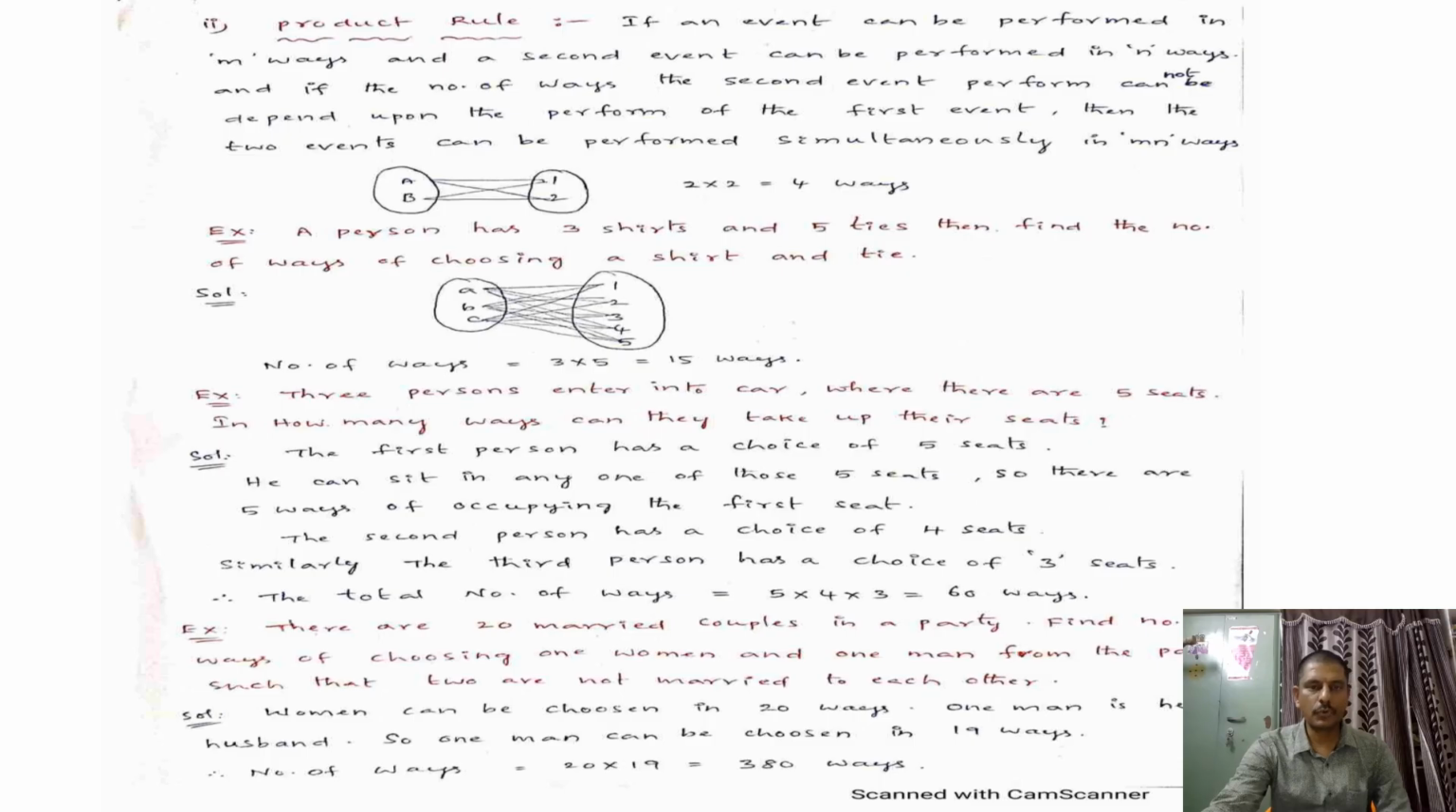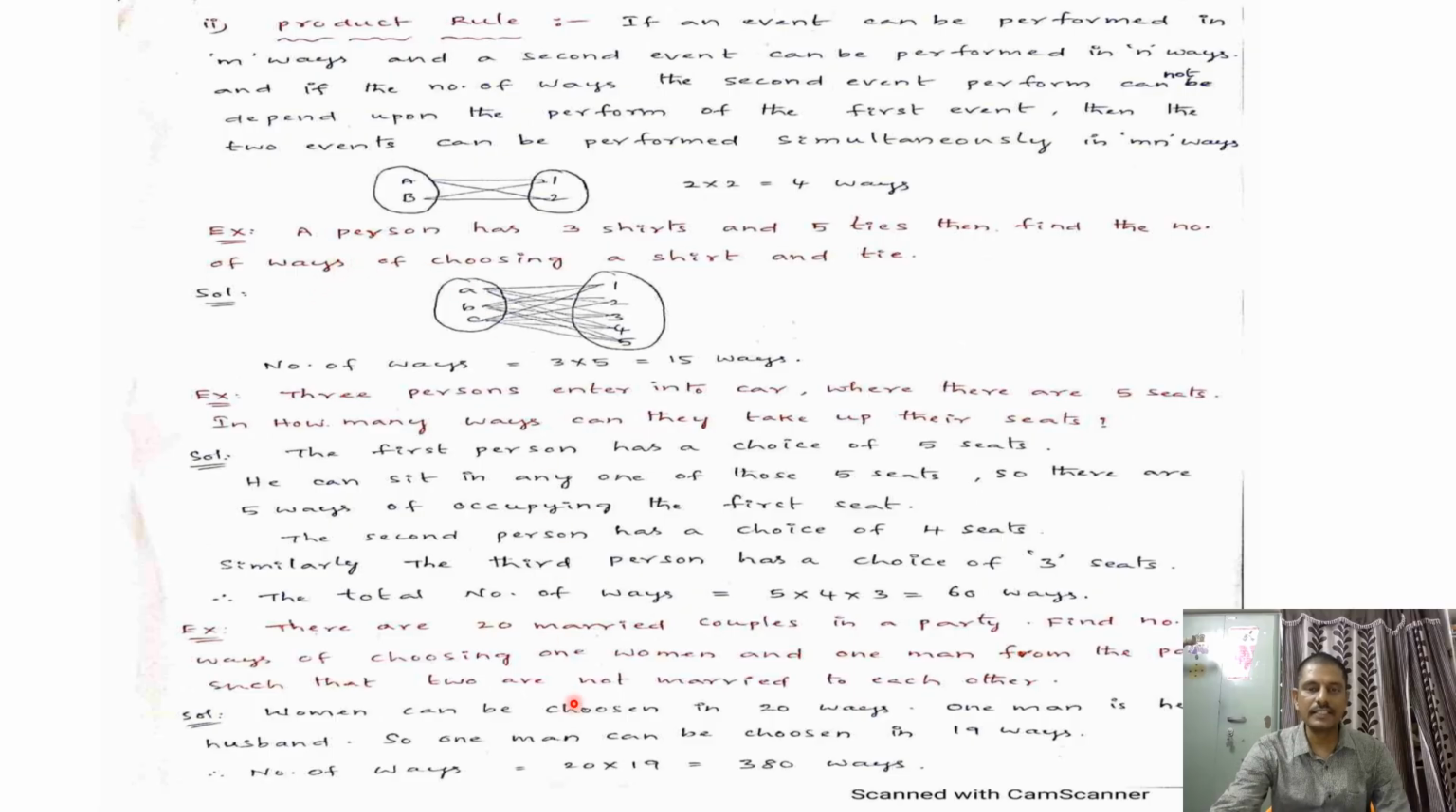Right, the next rule is the product rule. So what is the product rule? If an event can be performed in m ways and a second event can be performed in n ways, and the number of ways the second event is performed does not depend upon the performance of the first event, then the two events can be performed together in mn ways. We will see one example for this.